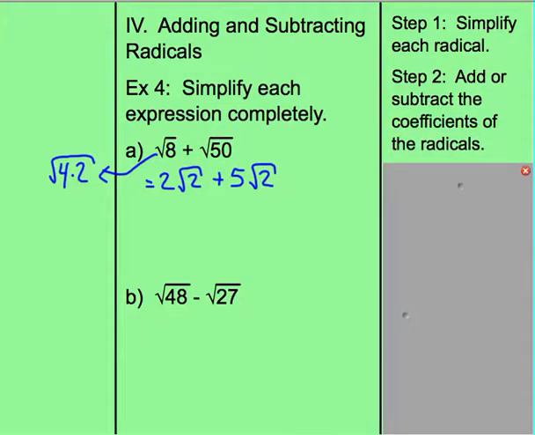Step 2, add or subtract the coefficients if the number left under the radical is the same. Had I gotten 2 times the square root of 2 plus 5 times the square root of 3, that would be done. We couldn't simplify it any further. It's like trying to combine x plus y. You can't do that. I think that might be my last step. So 2 plus 5 gives me 7, square root of 2. And similar to adding or subtracting fractions where you leave the common denominator alone, or when you add x plus x, you get 2x, you leave the x alone. We leave the radical alone, so we don't change what's under the radical.